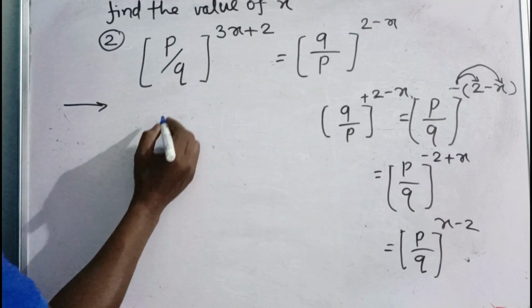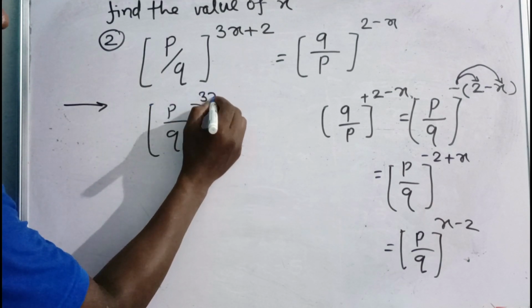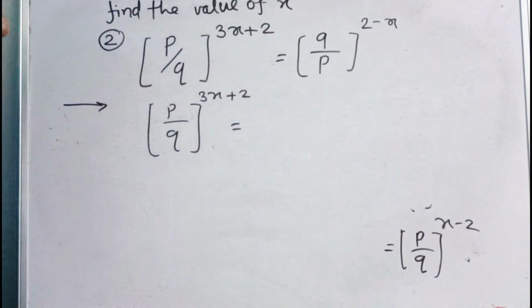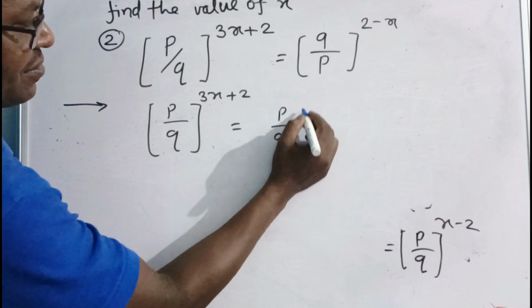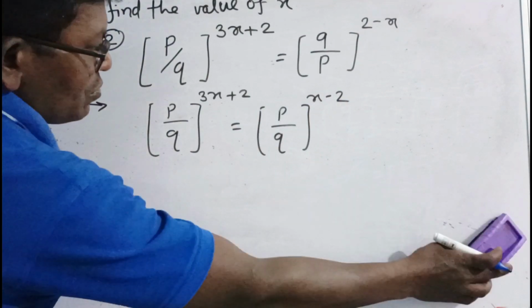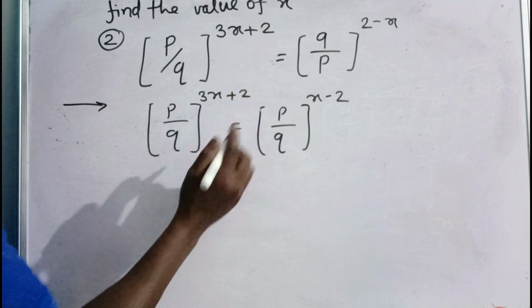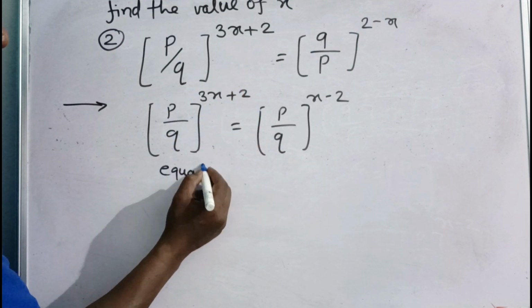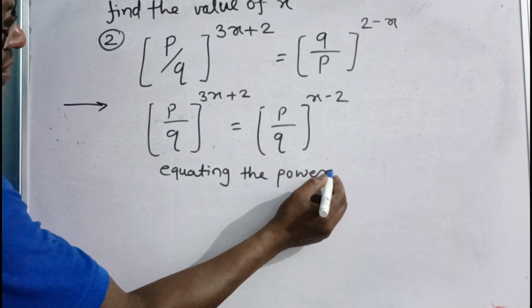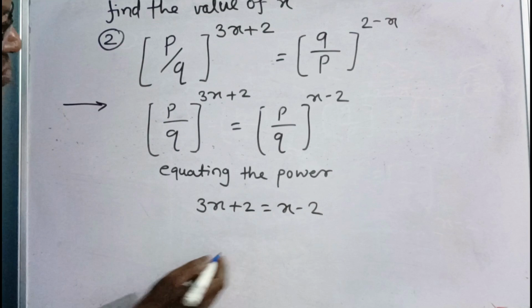Now p upon q raised to the power 3x plus 2 is equal to p upon q raised to the power x minus 2. बेस सेम हो गया. नाउ इक्वेट द पावर, इक्वेटिंग द पावर, व्हाट विल हैपन? 3x plus 2 is equal to x minus 2.